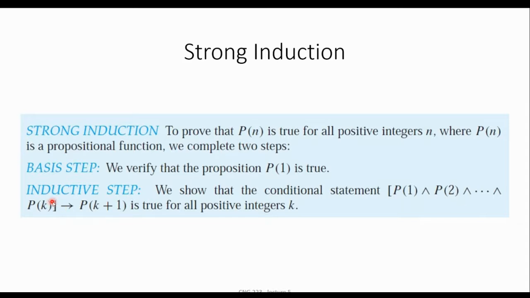Because if I want to imply from pk to pk plus 1, sometimes it's not that easy. It's not possible to prove it. But if I consider the intersection among all the expressions, then yes, it may be easy for us.